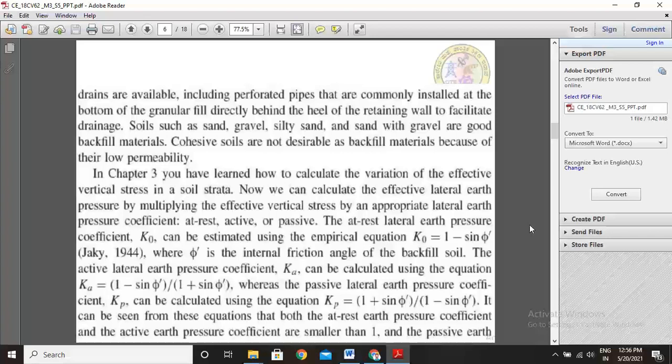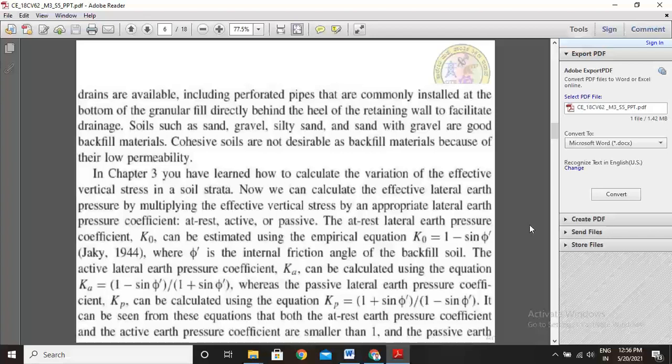Cohesive soils are not desirable as backfill materials because of their low permeability. So that is the main reason.